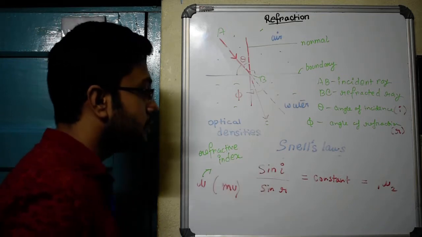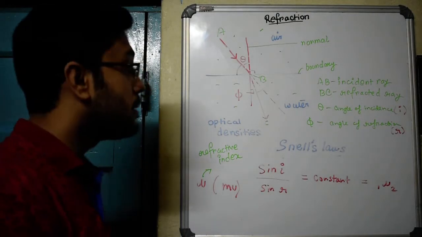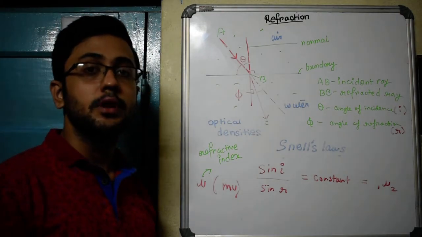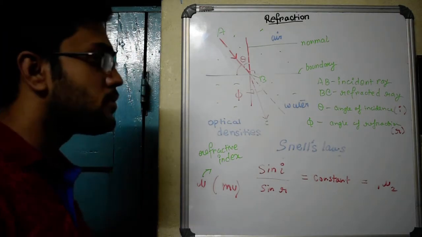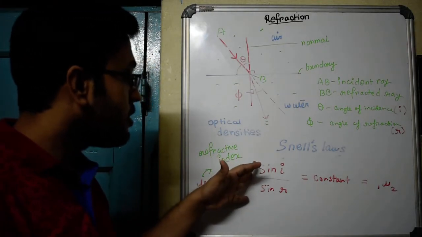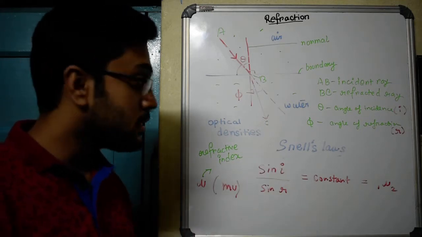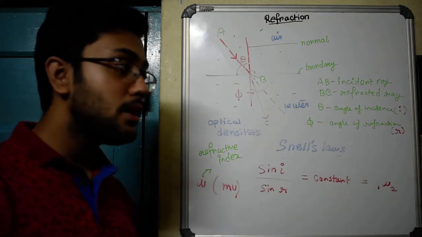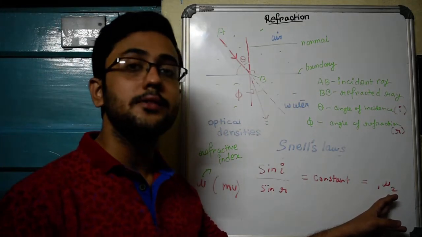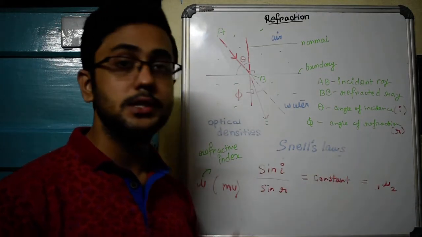So Snell's law, the second law basically, is named after a scientist, Willebrord Snellius, who was a Dutch astronomer. Snell's law tells us that the ratio of the sine of the angle of incidence to the sine of the angle of refraction is a constant for a given pair of media, and that this constant is equal to the refractive index of the second medium with respect to the first medium.